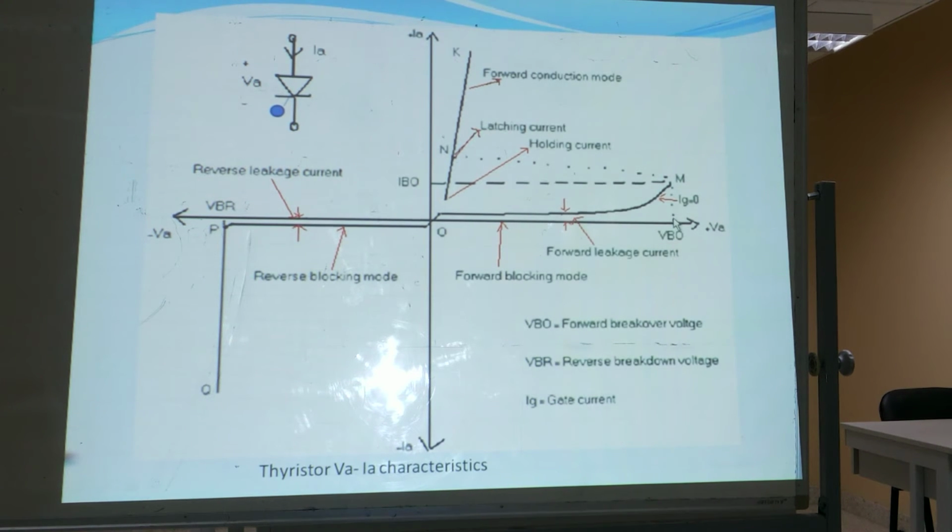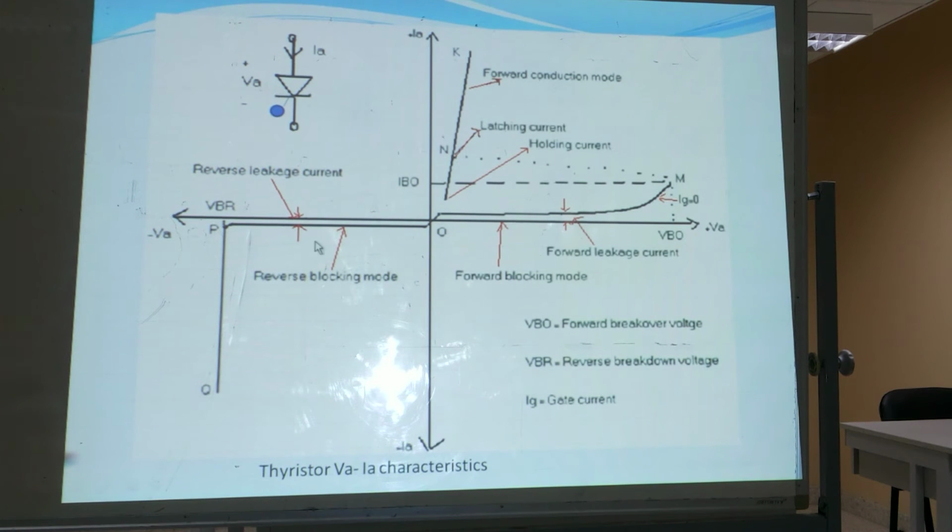Once the anode voltage reaches forward breakover voltage, the anode current rises above the latching current, so thyristor gets into the forward conduction mode. So NK shows the forward conduction mode. Now anode current is equal to the load current. It is based on the load resistance, load impedance and supply voltage. Now latching current is the minimum anode current above which thyristor remains in on state, and holding current is the minimum anode current below which thyristor gets turned off. This is about first quadrant operation.